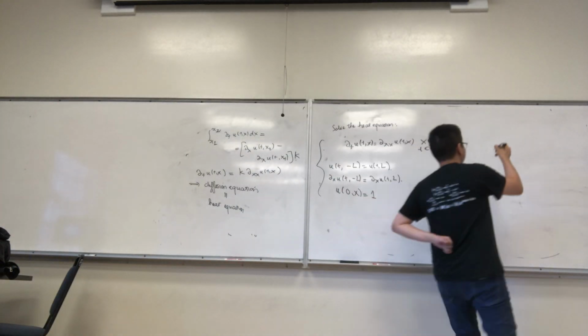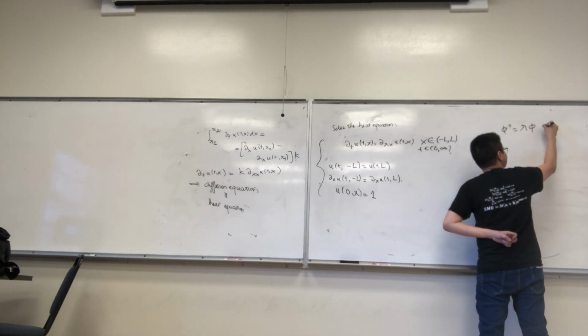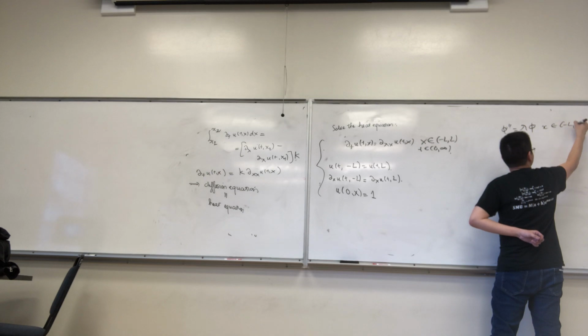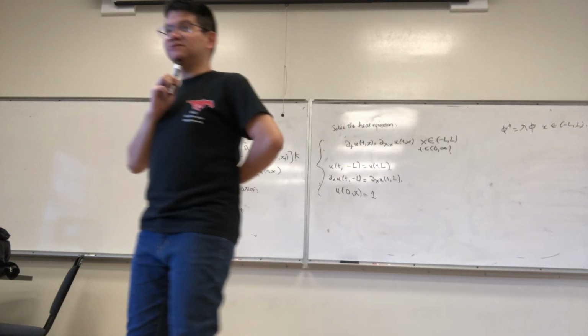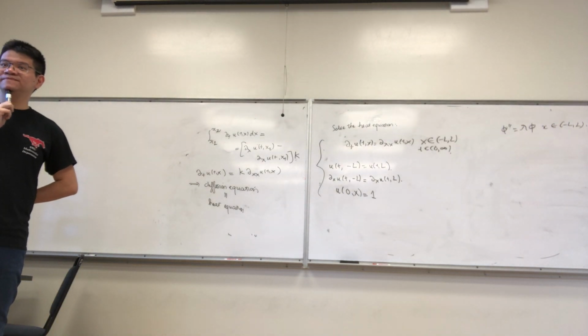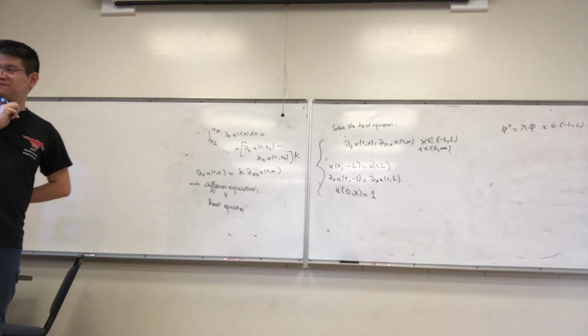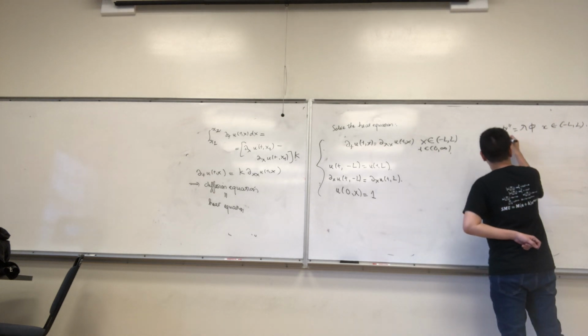It's going to be phi second is equal to lambda phi, right? You solve it from minus L to L. And I need the boundary condition. What is the boundary condition? Phi of negative L equals phi of L. Yes. And phi prime of negative L equals phi prime of L.